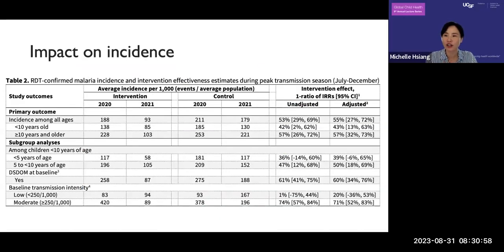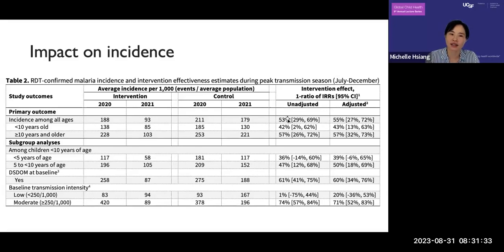This is our first figure on the results of the trial. So this graph shows the first row is the primary outcome of incidence in all ages, and then we have the number of cases per 1,000 population before and after, and then the incident rate ratio that we got when you compared intervention to control, and then we just directly put here the effect estimate, which is 1 minus the ratio of the IRs.